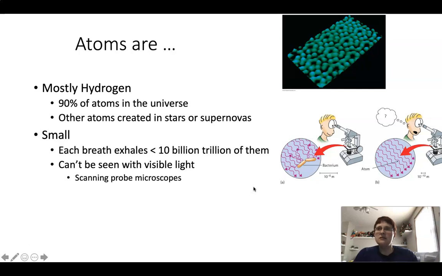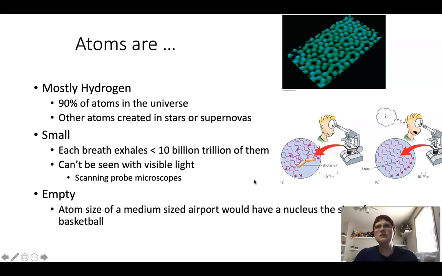So we have to use what we call scanning probe microscopes. I have a picture on the next slide to show you how these work. That's how this picture up here was taken, with a scanning probe microscope, so we can see the individual, in this case, carbon atoms in these carbon rings. So incredibly tiny. And as we talked about previously, they're empty. An atom the size of a medium-sized airport, like Columbus Airport, would have a nucleus the size of a basketball sitting in the middle of it, and the rest of the area would be empty, with the electrons spaced throughout the rest of the airport.